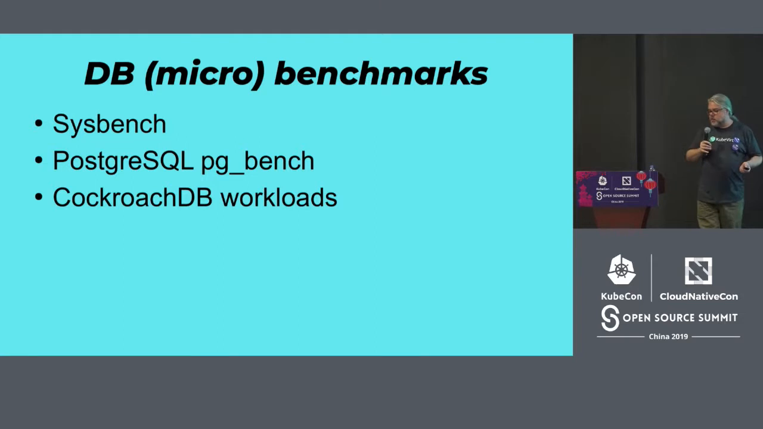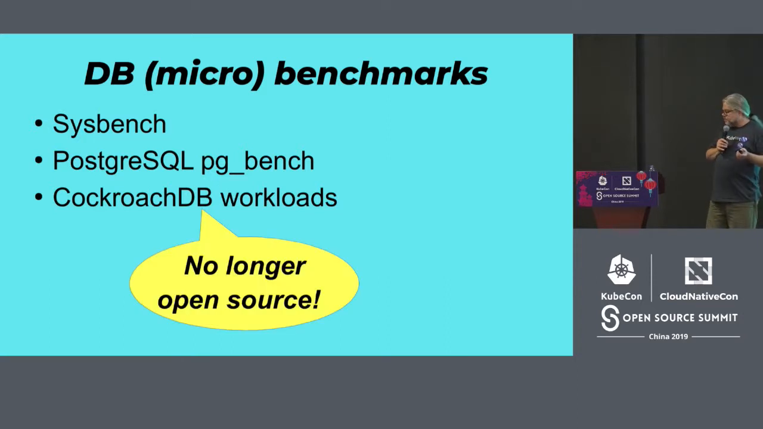And I actually ran three different micro-benchmarks: Sysbench, Postgres's PGBench, and the CockroachDB workloads. Unfortunately, I am going to show you the CockroachDB workloads and the results that I got, but these are no longer open source. So this is the last time that you will see these from me, because they changed the license for them and they're not open source anymore, unfortunately.